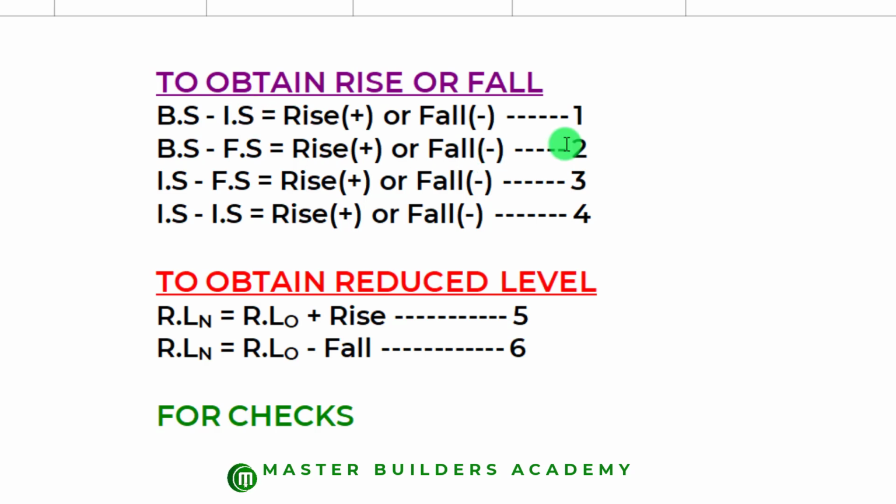So for instance, if we are using equation one, backsight minus intersight, if the value I have is positive, I will put the value under rise. If the value I obtain is negative, I will put the value under fall. But while placing the value under fall, you don't need to indicate the negative sign, because anything under fall is taken as negative. So that is for that.